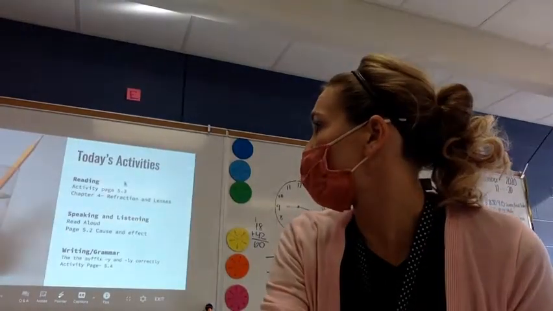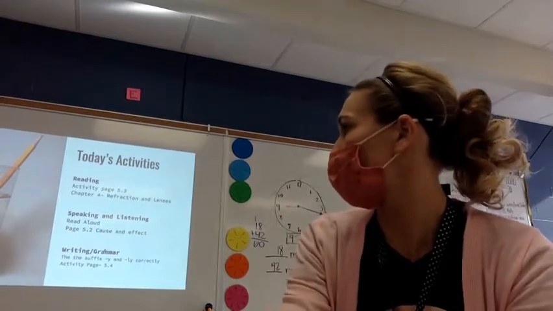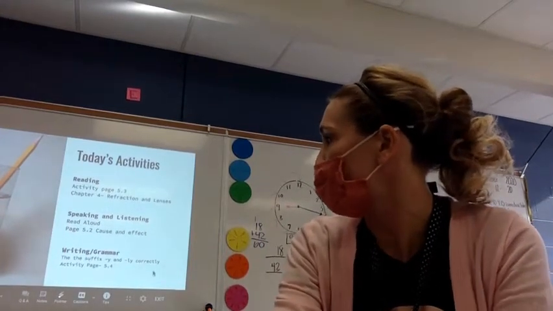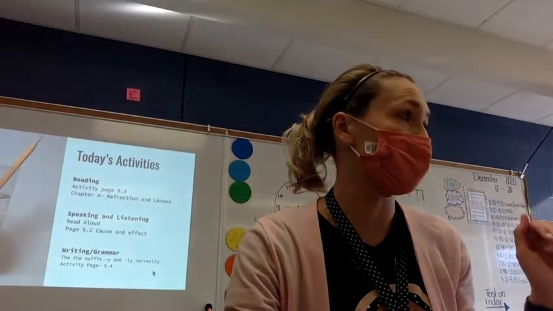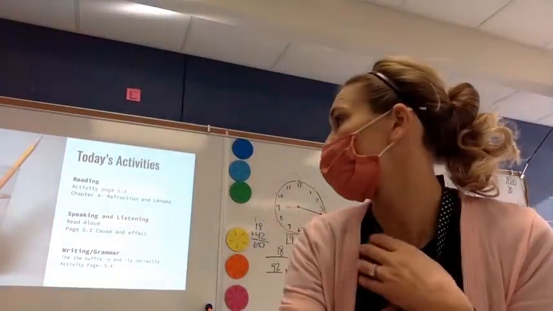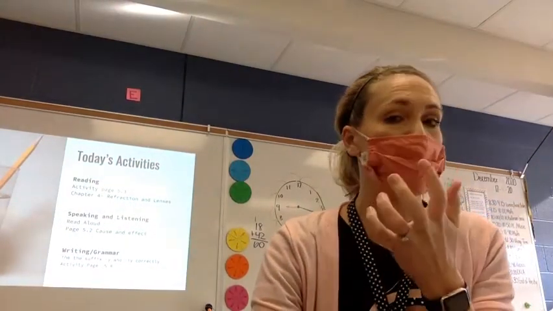So we'll go ahead and jump into our vocabulary. Quick glance at today, though. We have an activity page for our reading. We're going to read chapter 4. We have our read aloud. We're going to talk about cause and effect, and we're going to talk about y and ly on the end of adjectives, or adverbs, sorry, making sure we're using those correctly, and we have an activity page to go with that. And we should be good for the day.